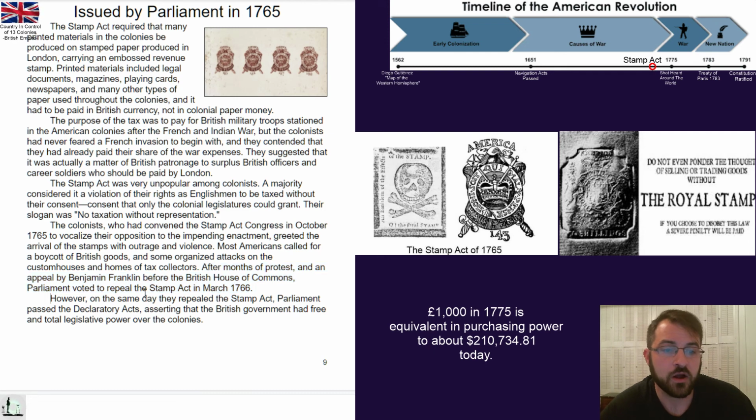However, on the same day that they repealed the Stamp Act, Parliament passed the Declaratory Acts. And the Declaratory Acts asserted strongly that the British government had free and total legislative power over the colonies. In other words, we'll get rid of the Stamp Act, but in the future, every law we pass will be upheld, and we're not going to cave until you throw a hissy fit again.